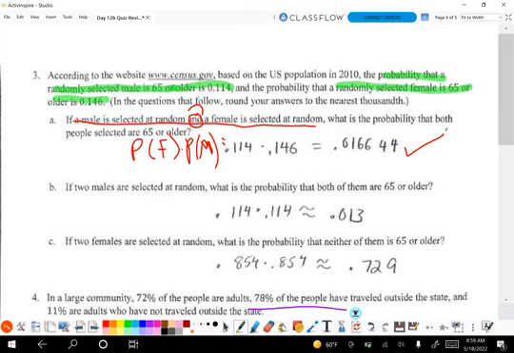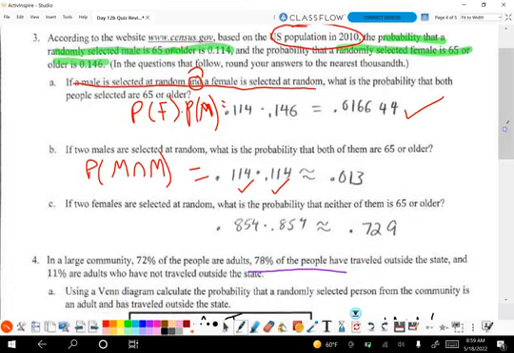If 2 males are selected at random, again, this is the multiplication rule because it's the probability of male and male. The probability does not change if you're selecting from the whole U.S. population. That's a lot of people. So choosing 1 male that is 65 and older does not affect the probability that the next man would also be 65 or older. And so you're going to multiply the probabilities of being male by each other to get 0.013.